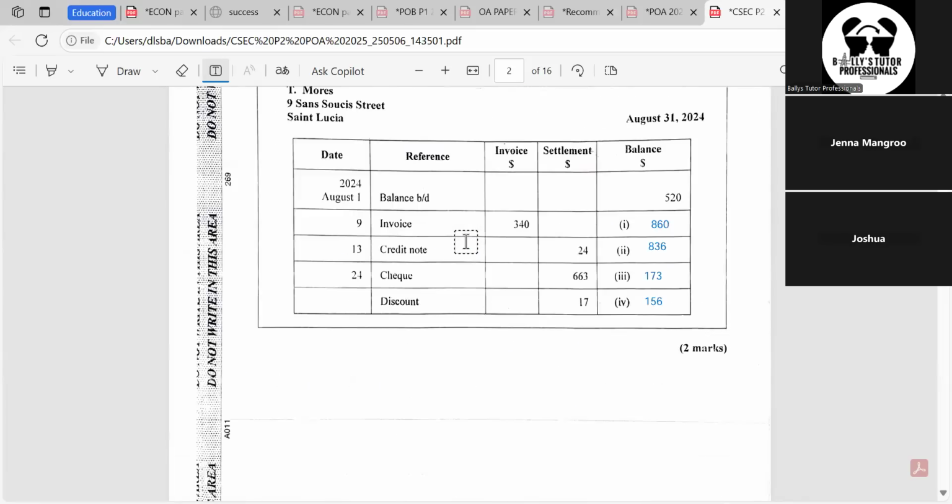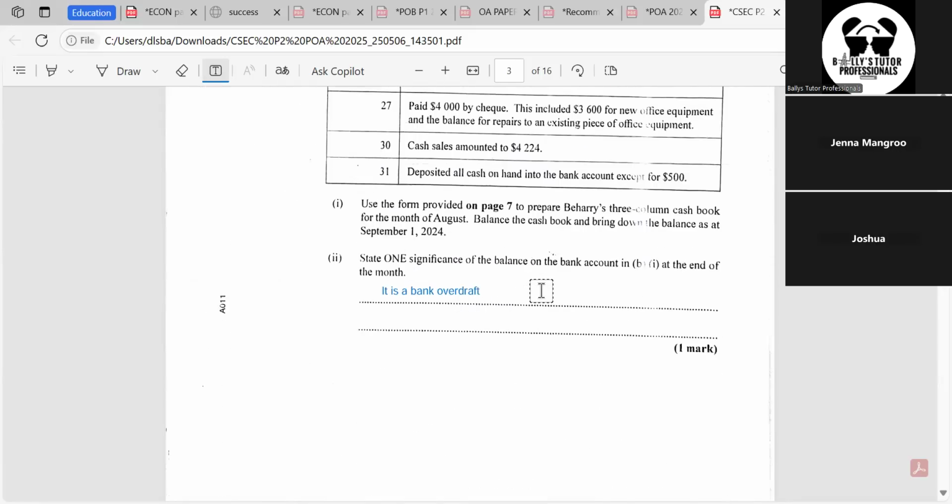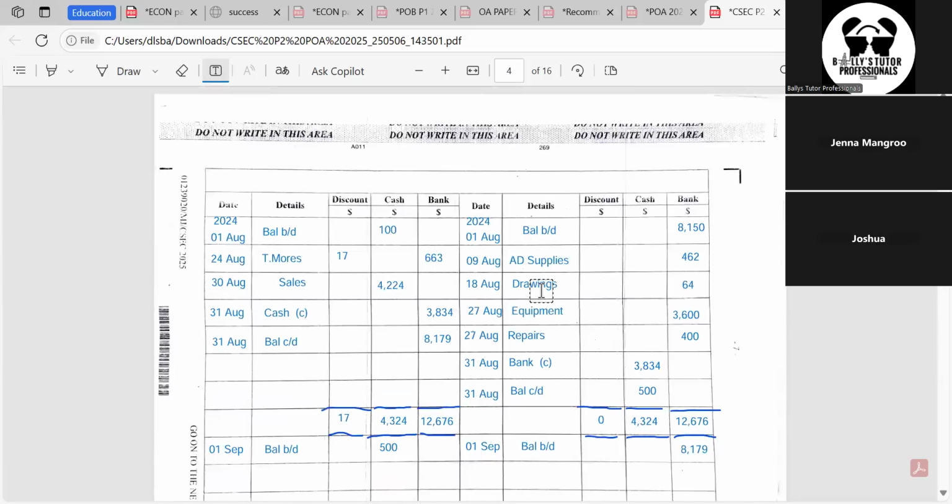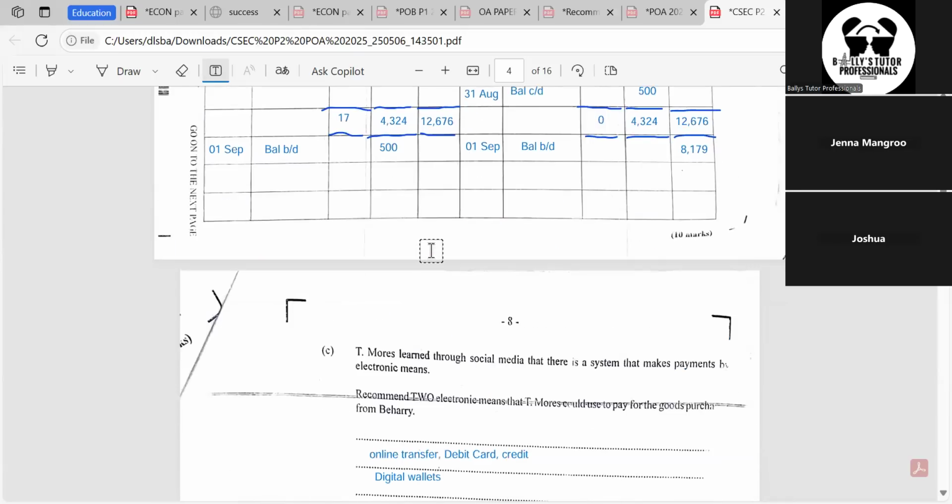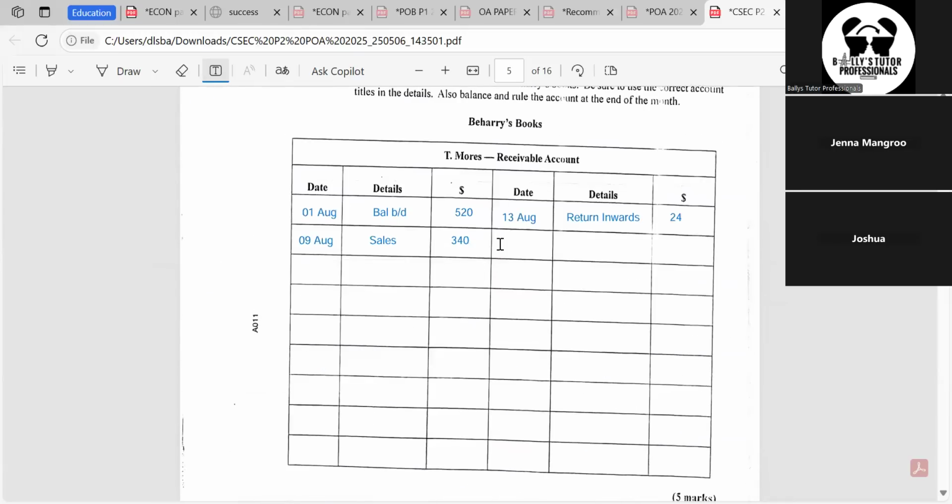Then he made a payment of $663 and received a $17 discount. Is that increasing how much he owes or decreasing how much he owes? It decreased how much he owes, sir. Decreases, right? So you're going on the credit side.